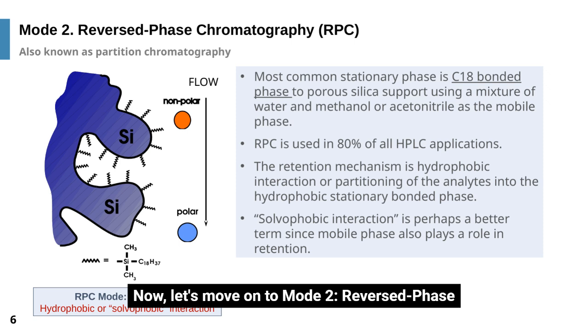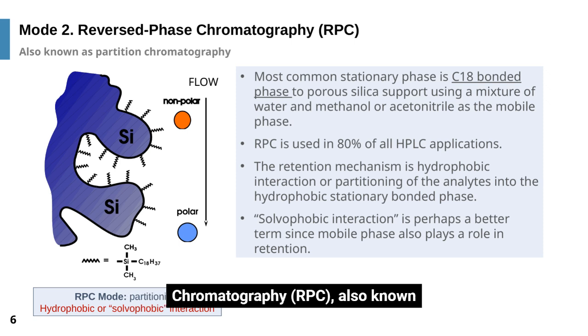Now let's move on to Mode 2, Reversed Phase Chromatography, RPC, also known as partition chromatography. In RPC, the primary interaction is hydrophobic or solvophobic partitioning. The most common stationary phase is C18 bonded to a porous silica support, using a mixture of water and methanol or acetonitrile as the mobile phase. RPC is used in approximately 80% of all HPLC applications.